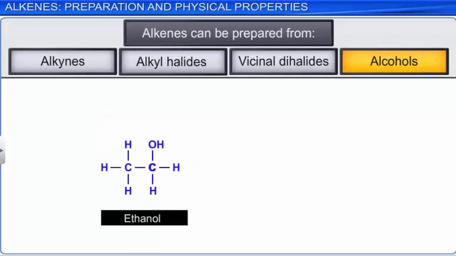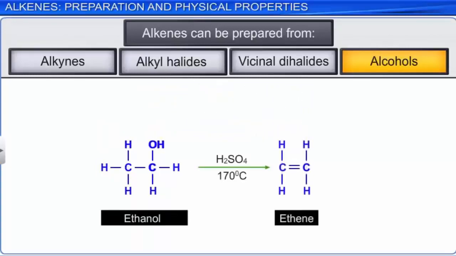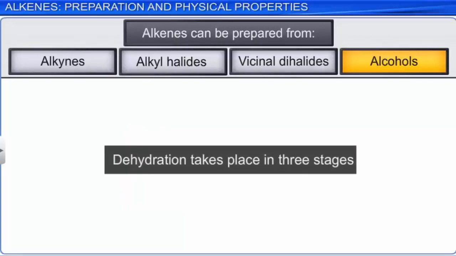An example of this would be the dehydration reaction of ethanol on heating with concentrated sulfuric acid to form ethene. During this reaction, the hydrogen atom and the hydroxyl group from adjacent carbon atoms are eliminated in the form of water to form ethene. Dehydration takes place in three stages.